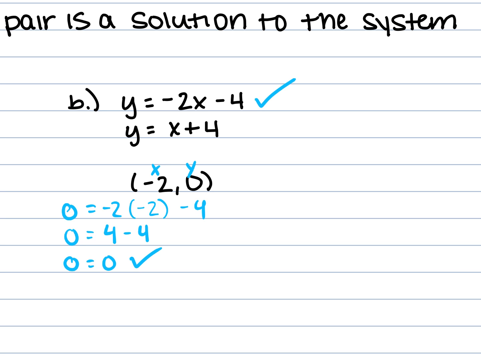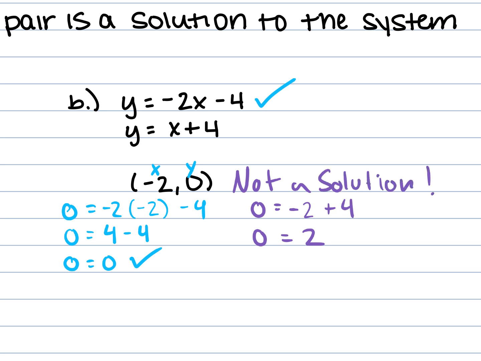Now let's plug it into the second one and see if that makes sense also. So I have 0 is equal to negative 2 plus 4. What's negative 2 plus 4? Negative 2. Wait. Positive 2. Negative 2 plus 4 is 2. Does 0 equal 2? No, that's not true. So this is not a solution. It doesn't work in the second one, so it's not a solution. It has to work in both equations in order for it to be a solution to the system.